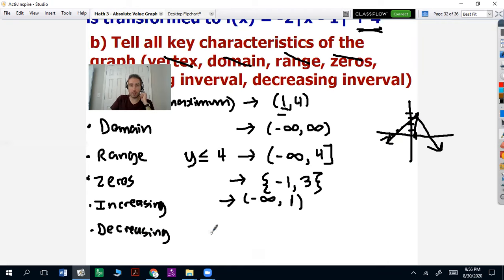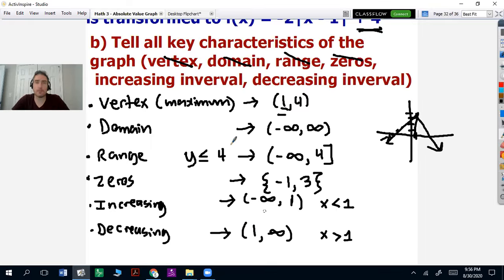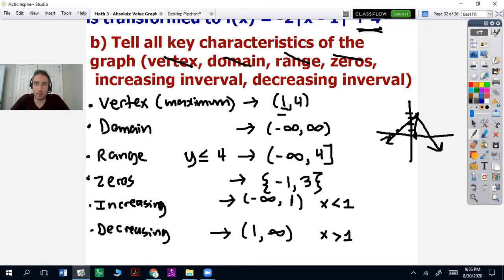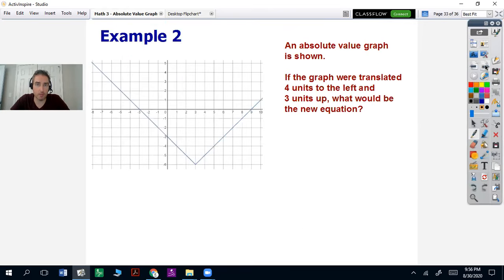So we'll say parentheses 1 to infinity. Now, can you say less than 1? Sure, you could say x is less than 1, and you could say x is greater than 1 if you like. But typically we use the interval notation for those. All right, so that's kind of an all-together type of problem. Let's do a couple more specific problems.